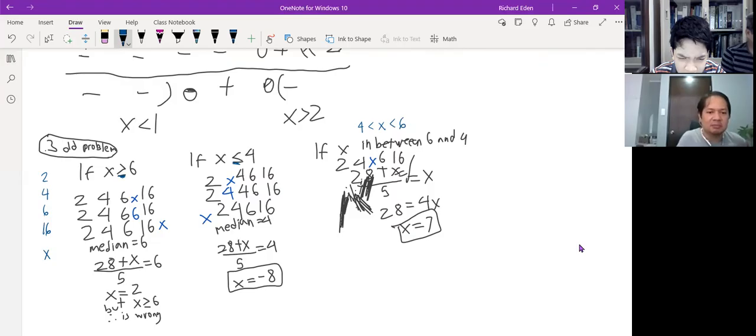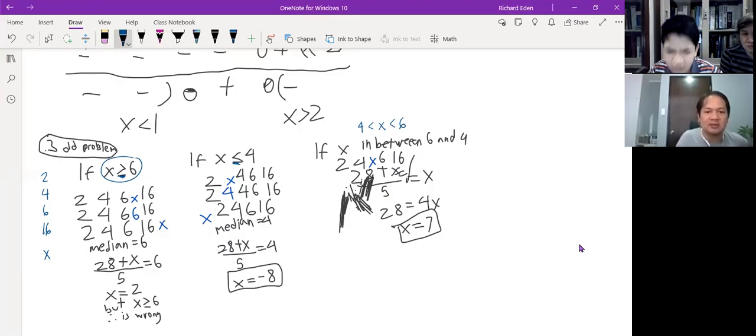So 28 plus x over 5 equals 6. And then when you solve for x, so 30, x is equal to 2, but that goes against x greater or equal to 6. So, all right, so there's no solution. X cannot be greater or equal to 6.